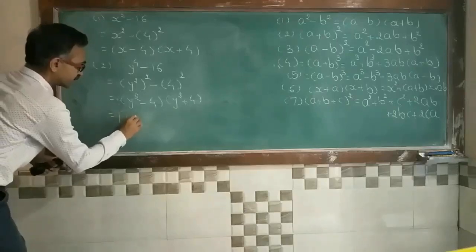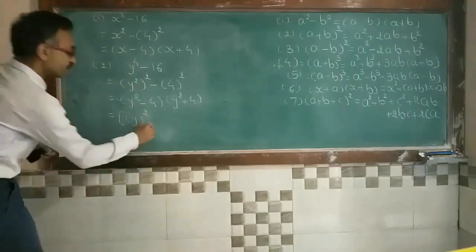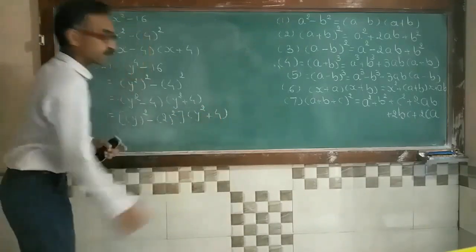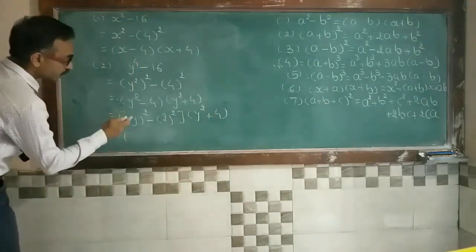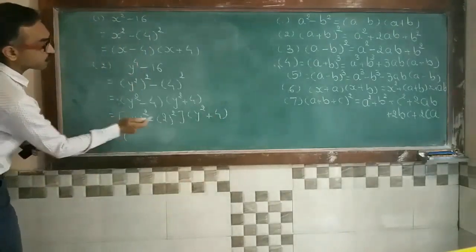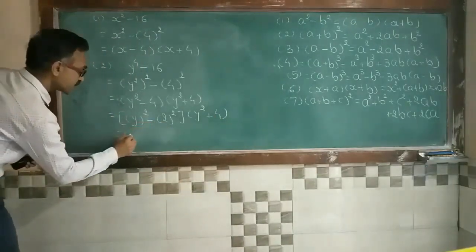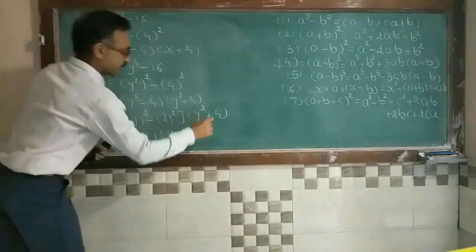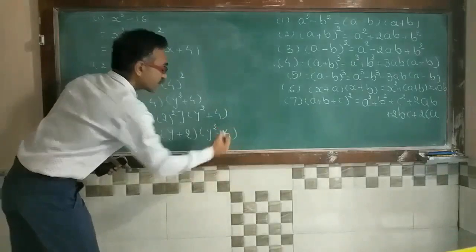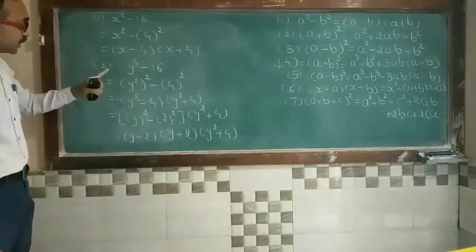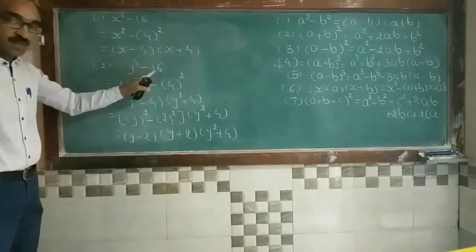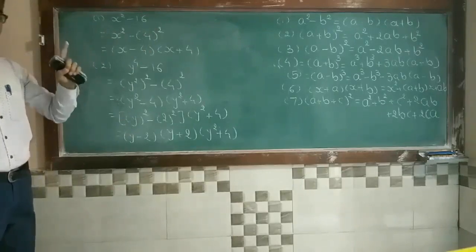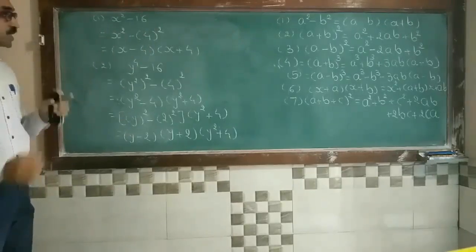So again see that this is y square minus 4, that means 2 square, and the second bracket is as usual y square plus 4. So again here a is equal to y, b is equal to 2. So the answer is y minus 2, y plus 2 and y square plus 4. Okay, again see, if you are given a perfect square number, you can factorize it as the first formula, a square minus b square is equal to a minus b, a plus b.